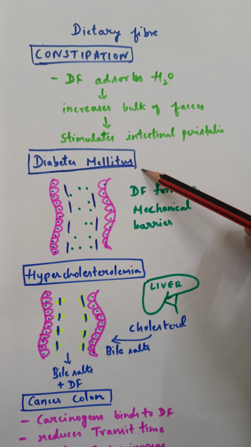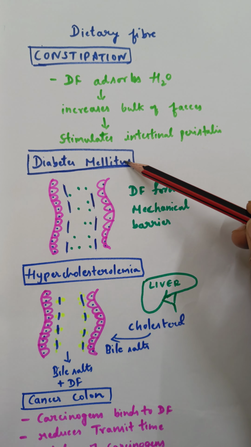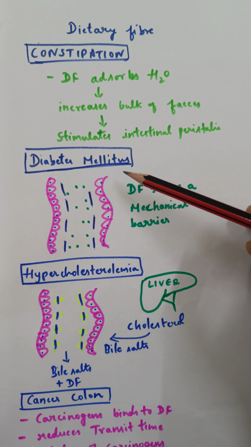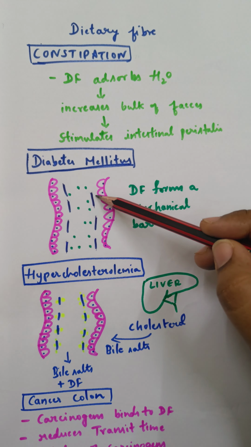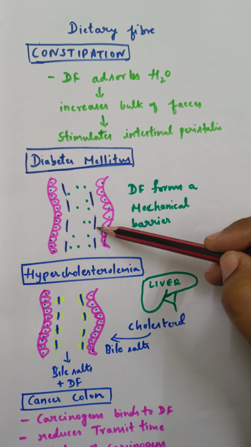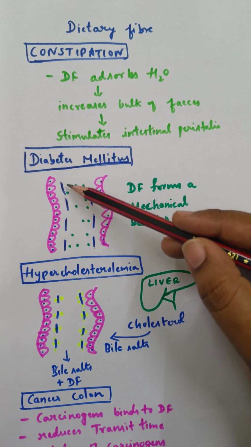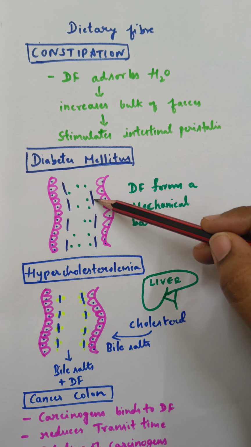In diabetes mellitus, how it helps is, see, in diabetes mellitus, glucose is absorbed more and more, right? So now, if dietary fiber is taken, it will act like a barrier. This blue line indicates dietary fiber. Just for representative purpose, it is shown like this.